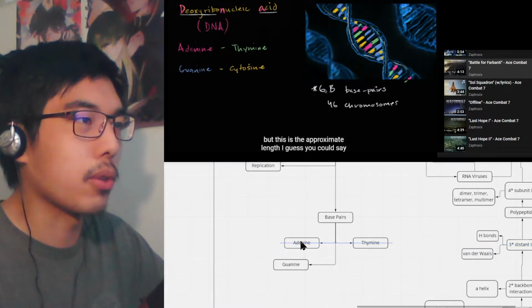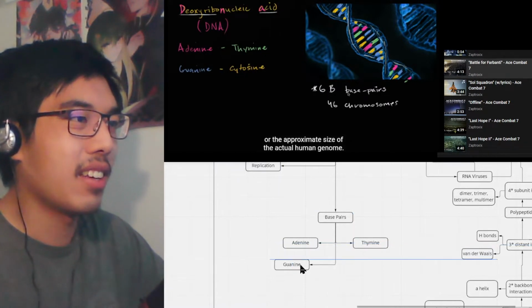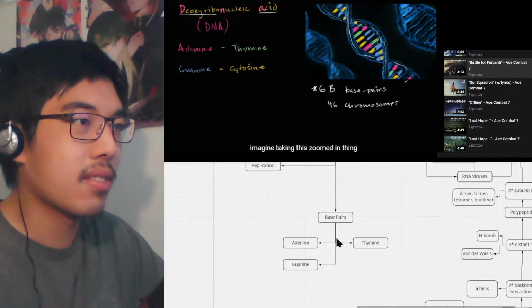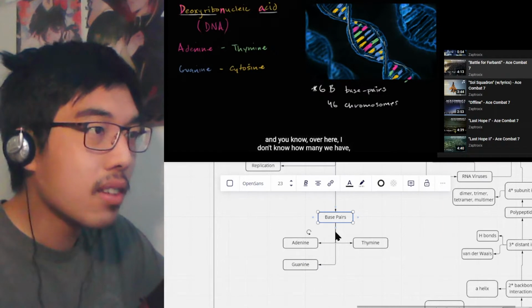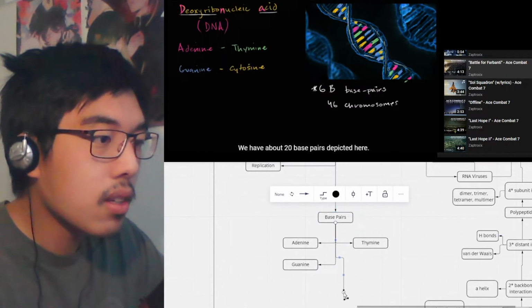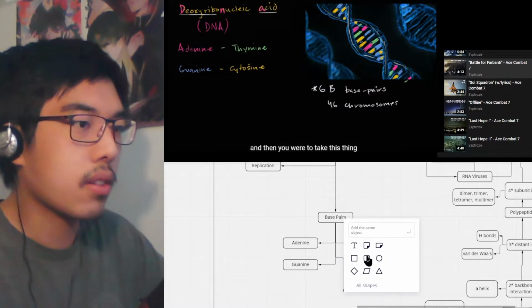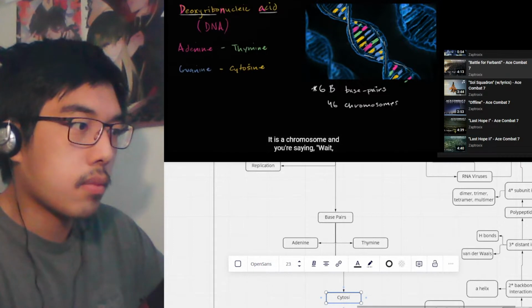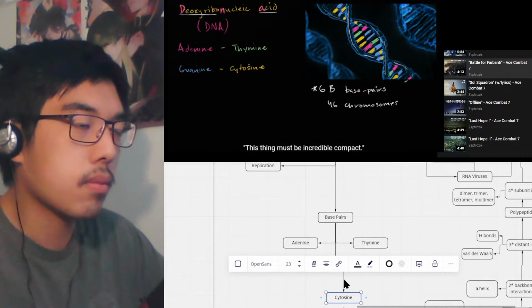Of the actual human genome, when we talk about it in much more depth, imagine taking this zoomed in thing that you have right over here. I don't know how many we have, like 1, 2, 3, 4, 5, 6, 7, 8, 9, 10, 11, 12, 13, 14, 15, 16, 17, 18, 19. We have about 20 base pairs depicted here. Imagine if you had about 200 million of these base pairs, and then you were to coil it up into that thing, which is a chromosome. You're saying, wait, I have that much information in most of the cells of my body. This thing must be incredibly compactly packed.